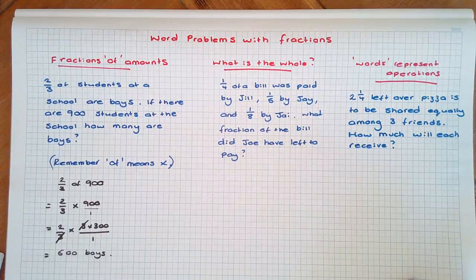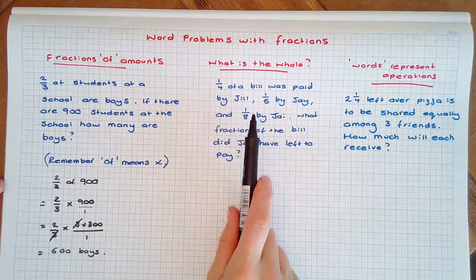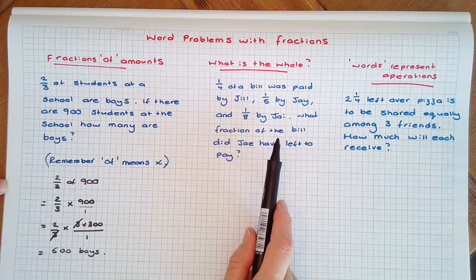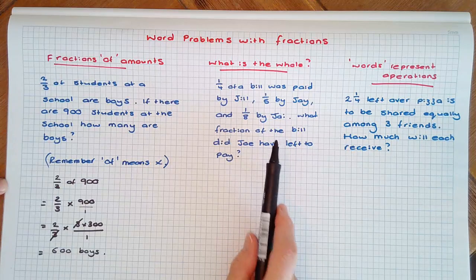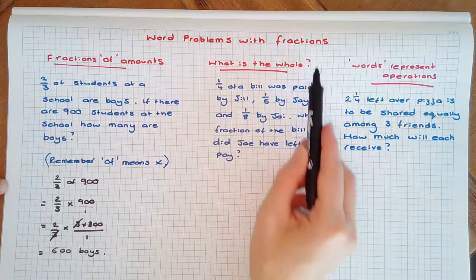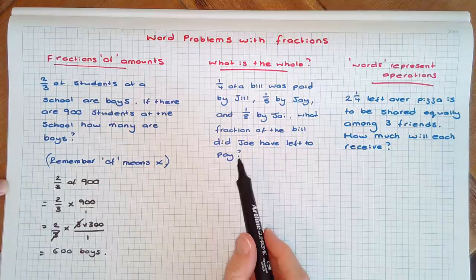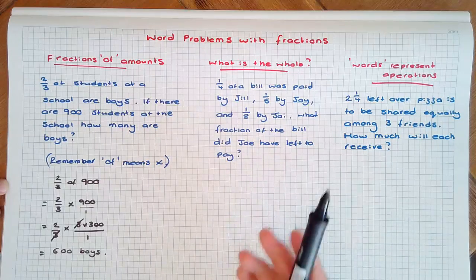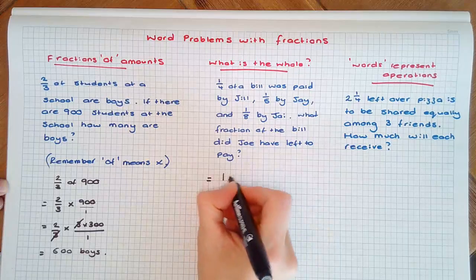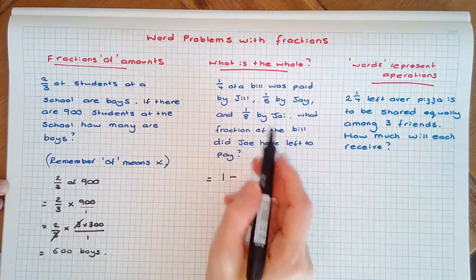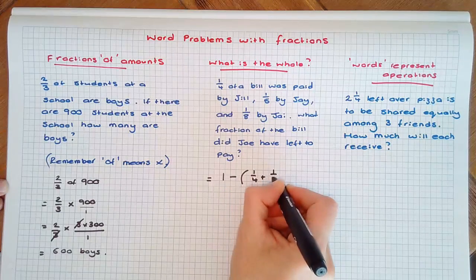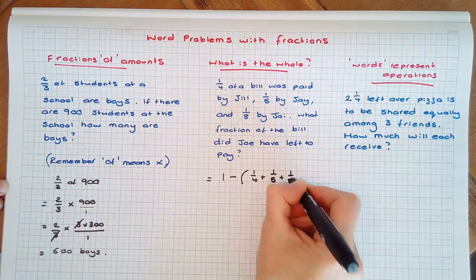The next problem: 1/4 of a bill was paid by Jill, 1/5 by Jay, and 1/8 by Jai. What fraction of the bill did Joe have left to pay? We need to remember that a whole, in this case, is one whole, 100%, or 1. So this problem could be presented as 1 minus the amount of the bill that is already paid. That is 1/4 plus 1/5 plus 1/8.